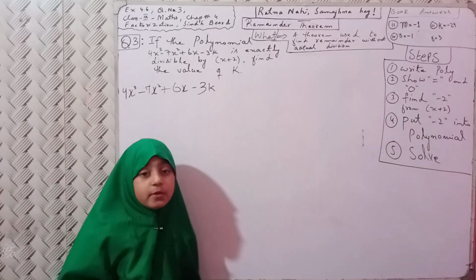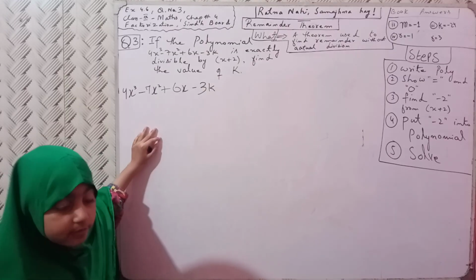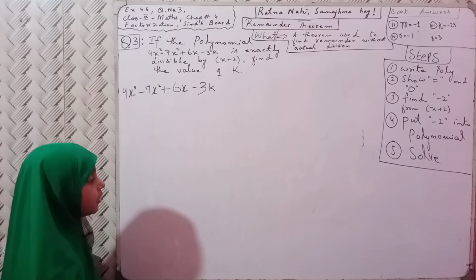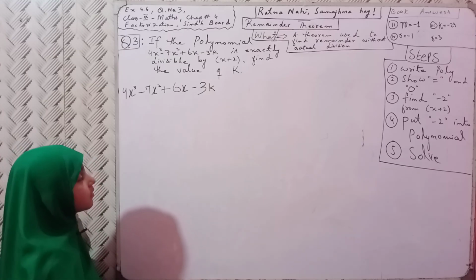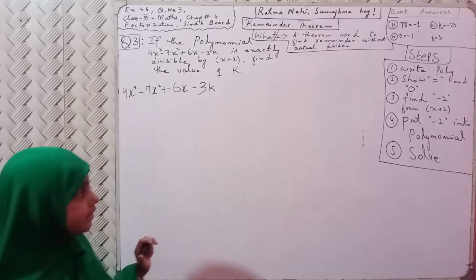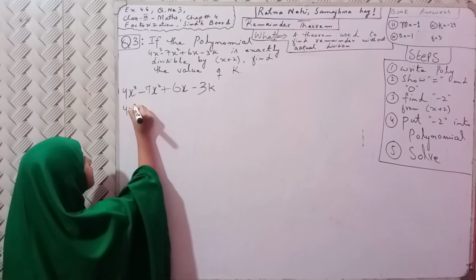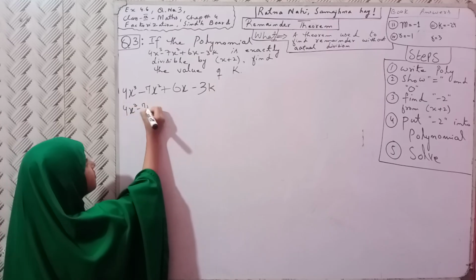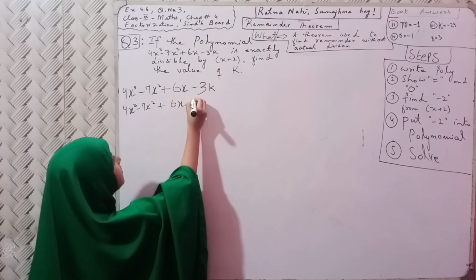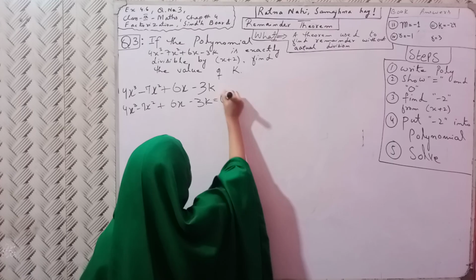In a previous video I told you that in this polynomial, the hidden step is it is equal to 0. So here we need to show it: 4x cube minus 7x square plus 6x minus 3k is equal to 0.